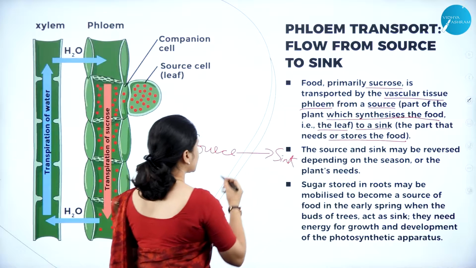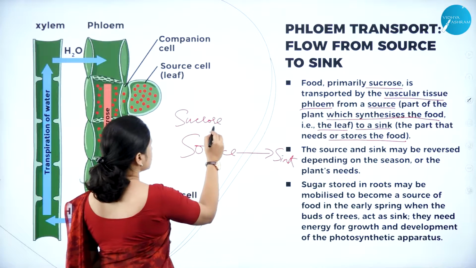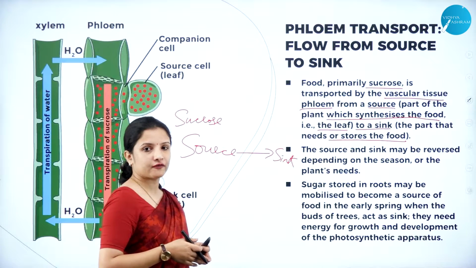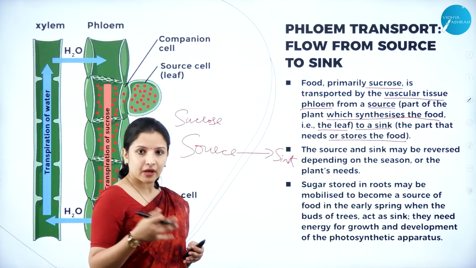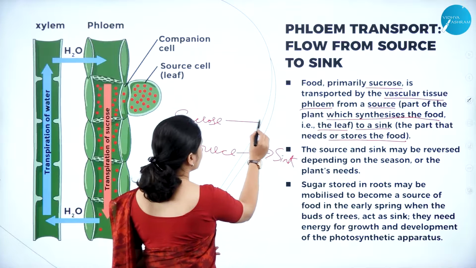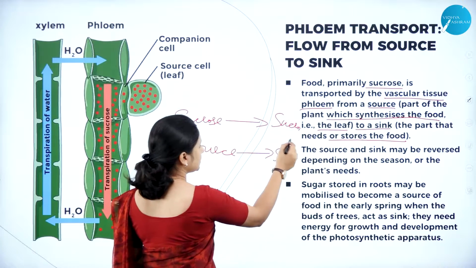In the source, what is abundant? Sucrose is there. Now the sucrose, will it remain here? If it remains in the source, then what is the point of having a lot of sucrose? The sucrose has to travel to other parts of the plant body, right? So it has to travel from the source into the sink. So sucrose will travel from the source into the sink.